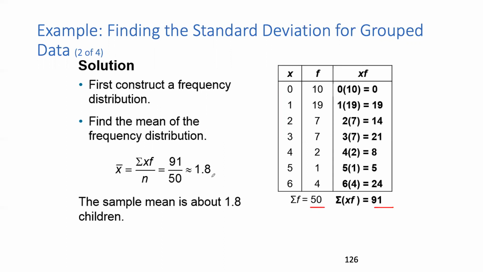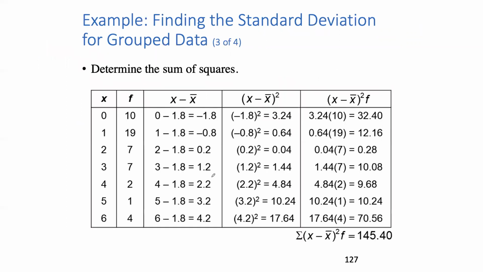So the sample mean is about 1.8 children in the data set. Now I can go ahead and calculate the deviation, right? A household which has no children deviates from the mean by 0 minus 1.8, or negative 1.8. It is lower than the mean by 1.8. So that's the deviation. Then I square the deviation: negative 1.8 squared is 3.24.